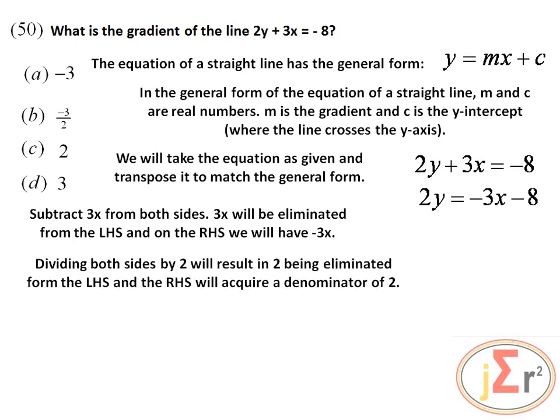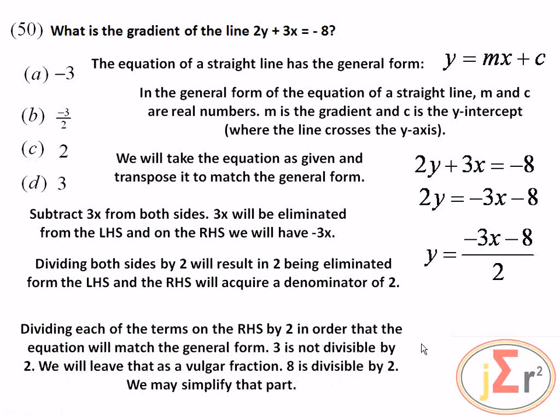Dividing both sides by 2 will result in 2 being eliminated from the left hand side. And on the right hand side, we will have what? 2 as the denominator. There we have it. Dividing both sides by 2 in order to eliminate this 2 from accompanying the y on the left hand side. The general form requires that we have y all by itself on that left hand side.